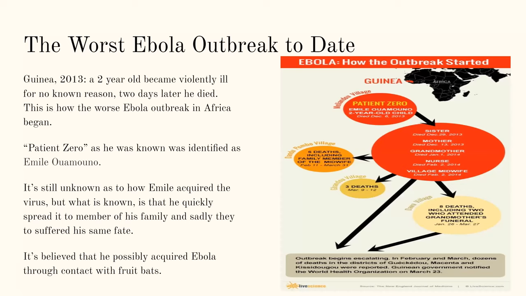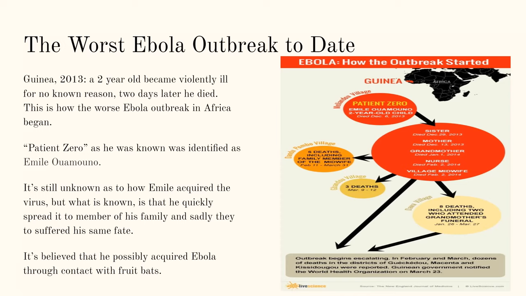So after the Ebola outbreak, basically Ebola went dormant. We really didn't hear about it until cases started rising up in Guinea in 2013, when a two-year-old became really, really ill and then died. This is how the worst outbreak of Ebola to date started. The patient zero was known as Emile Amanu.